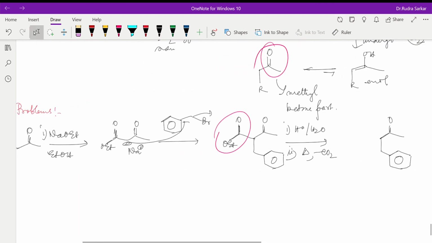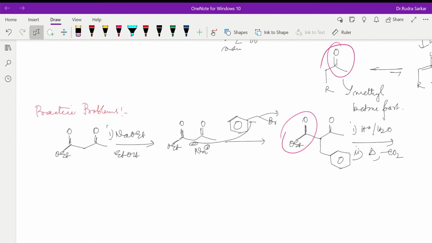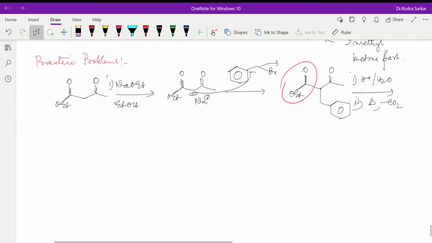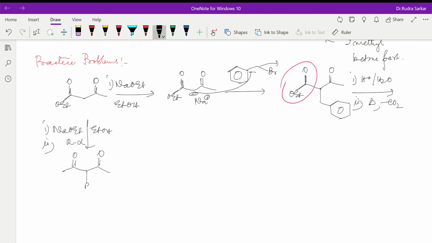An interesting part over here, I'm telling you. Suppose you have treated this with NaOEt, EtOH, number one, followed by RX. So you know by this time, this is what you will get.